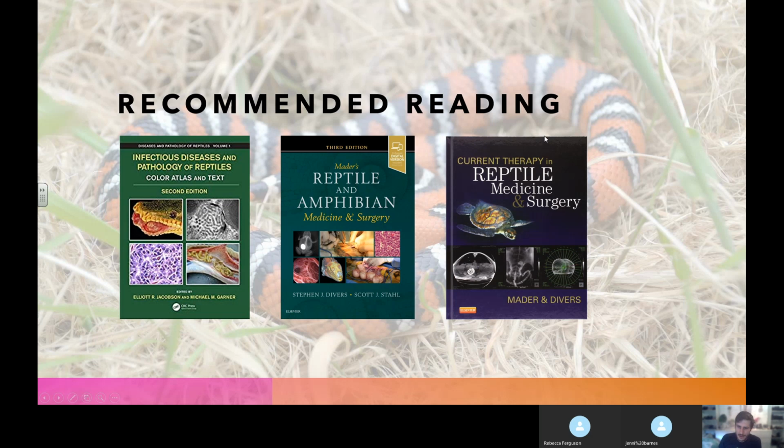And then Current Therapy in Reptile Medicine and Surgery is a smaller book, but it's got some quite nice chapters. There's a bit about Rana virus in there, and also an update on viral diseases. All these books are available on Amazon. They're not that cheap, but a very worthy Christmas present, or if you're just stuck for something to do while you're in a lockdown.